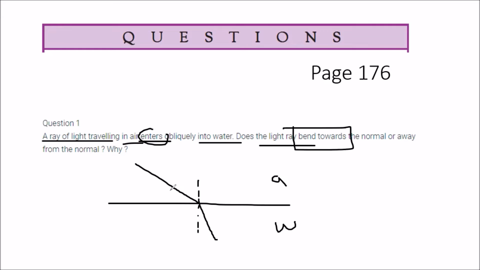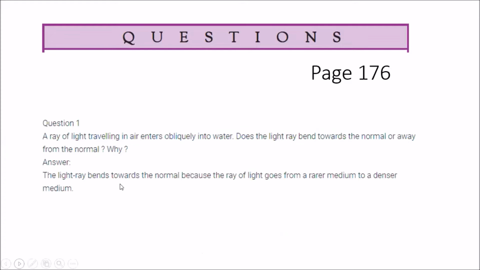I guess I gave you the answer. When light goes from air to water, it is actually moving from a rarer medium to a denser medium. And we know when light travels from rarer medium to denser medium, it bends towards the normal. The reason is that the speed changes. So rarer to denser, the speed of light is changing, and that's why it is moving towards the normal. Let's see the answer also. The light ray bent towards the normal because the ray of light goes from a rarer to a denser medium. This is the answer of question 1.